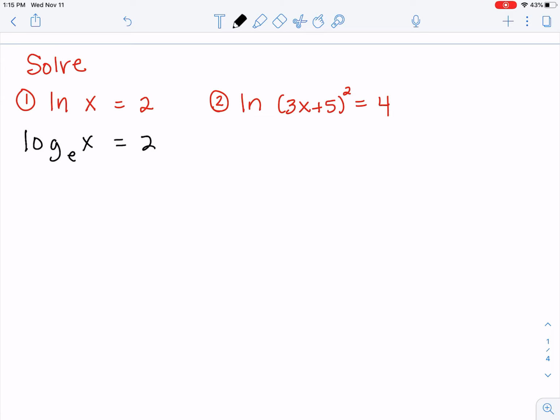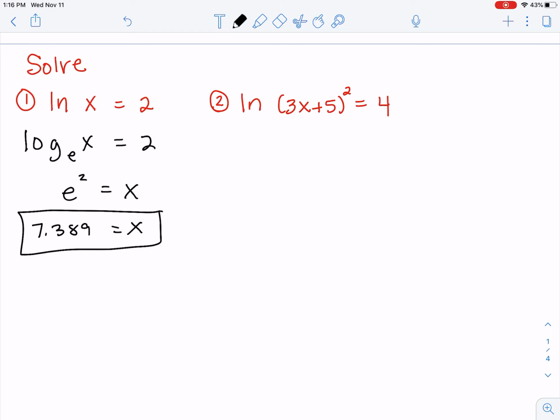Now I can change this to exponential form. That would be e to the second power equals x. Well, e squared is 7.389. And that's how you find x.